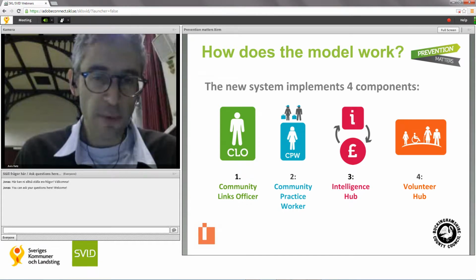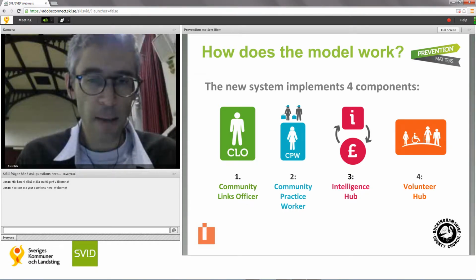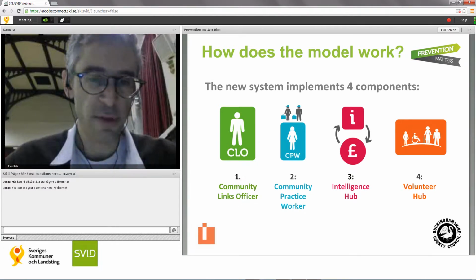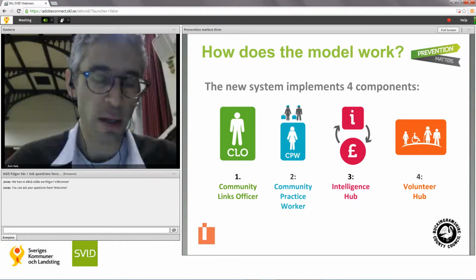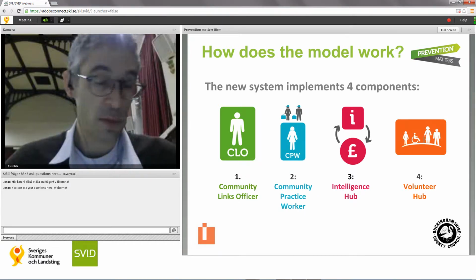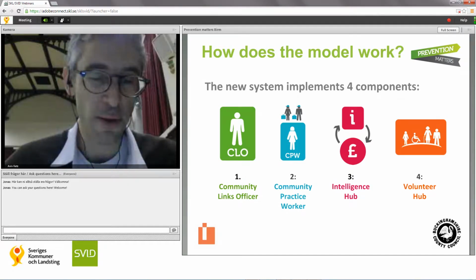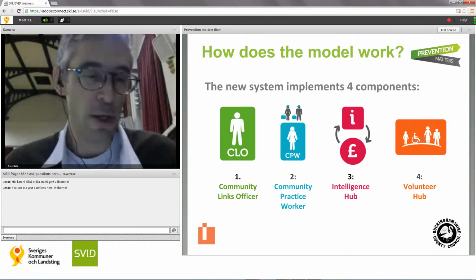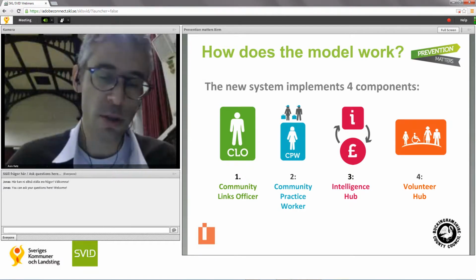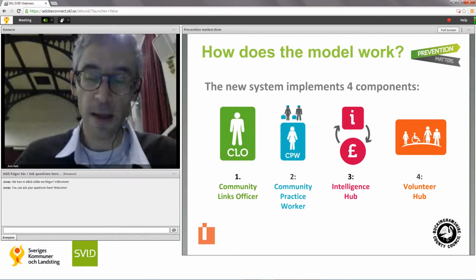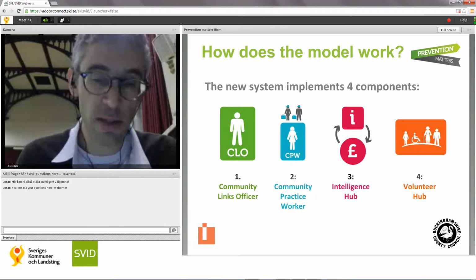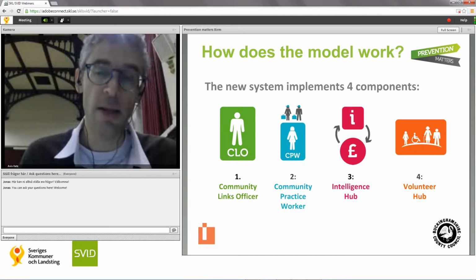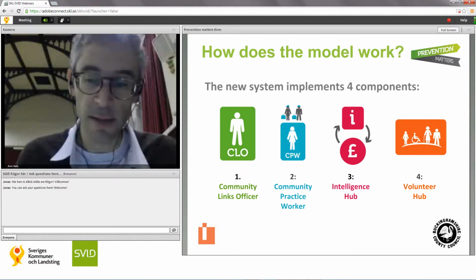So the new model has 4 components, which are new. The first one is a community links officer, that's on the left. The community links officer is responsible for making local connections between the people who are currently not talking to each other very much. So that could be health, social care, general practice, primary, acute, district nurses, social workers, as well as the myriad of people in the community. So priests, people who are working in post offices or in pubs, people who run exercise classes.